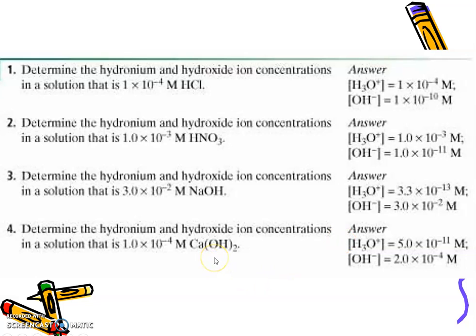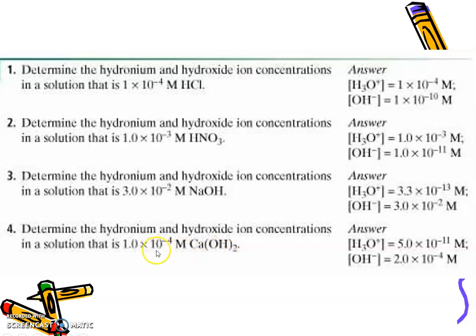Now notice, calcium hydroxide is a strong base which will release both hydroxides. So if my concentration of calcium hydroxide is 1 times 10 to the minus 4, then my Ca concentration is 1 times 10 to the minus 4.